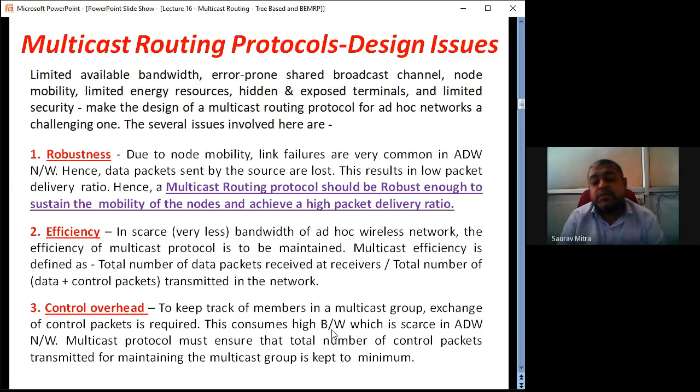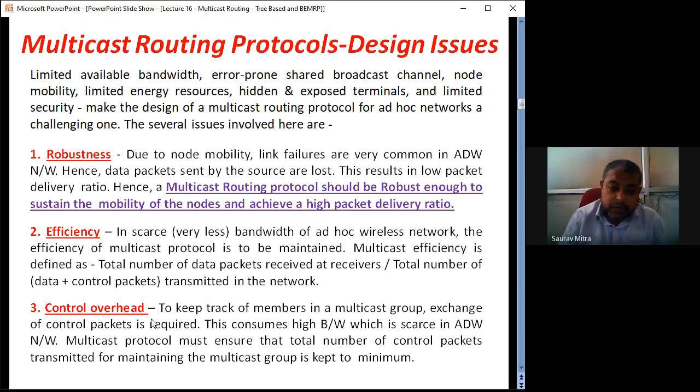So this consumes a lot of bandwidth because control packet exchange does not happen for free. They also need some bandwidth, and over that bandwidth, the control packets are exchanged. But bandwidth in case of any ad hoc network is scarce. That means it is very less. So multicast protocol must ensure that total number of control packets transmitted and maintained in multicast is less. So if control packet is less, data packet is more, in that case efficiency will be more.